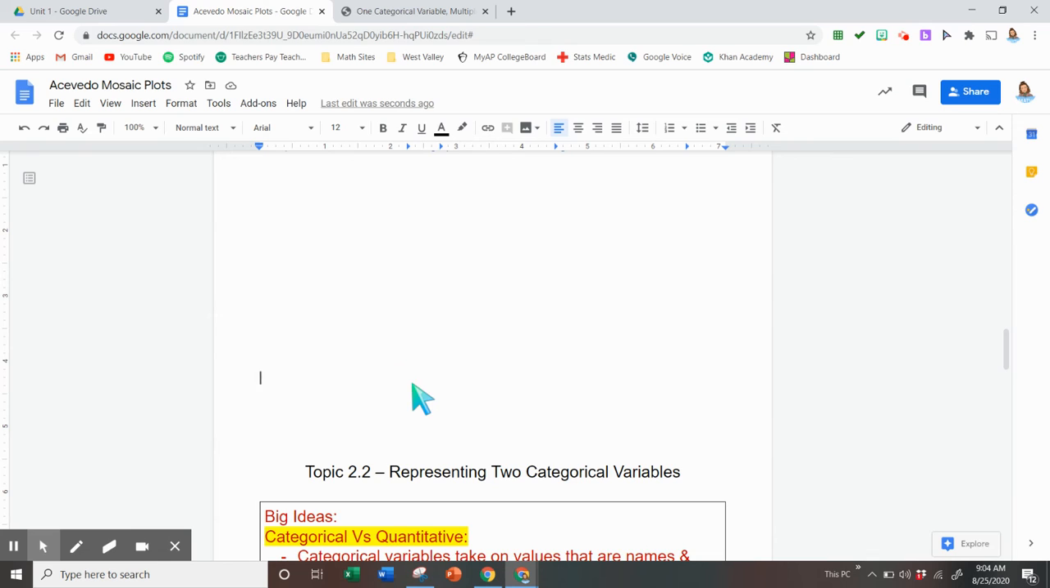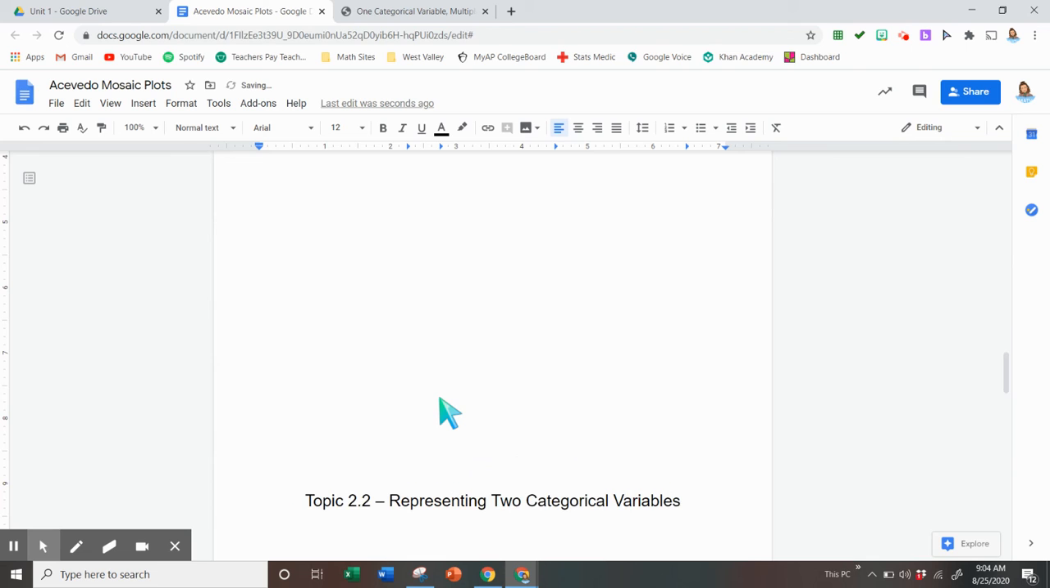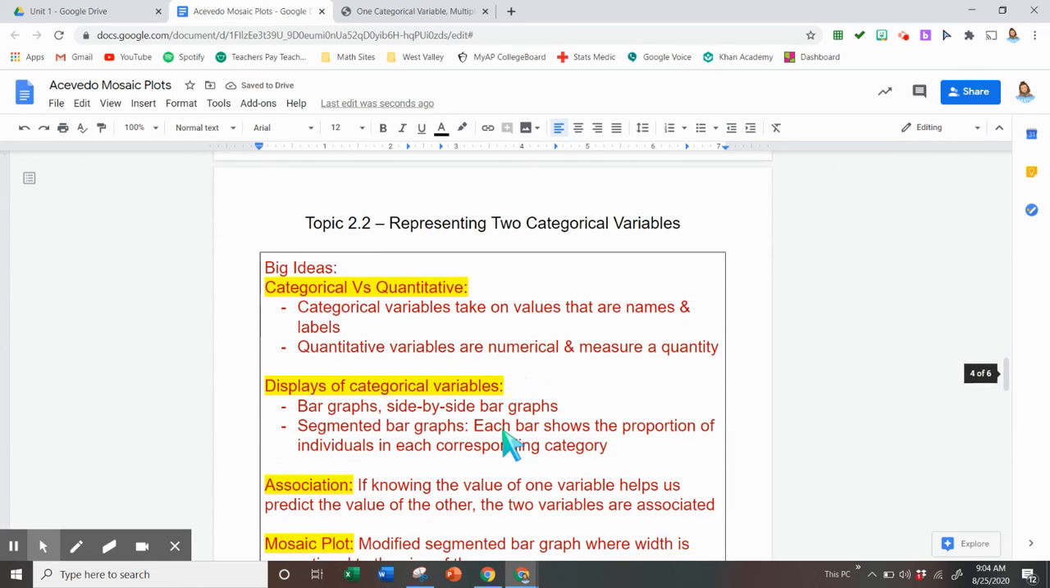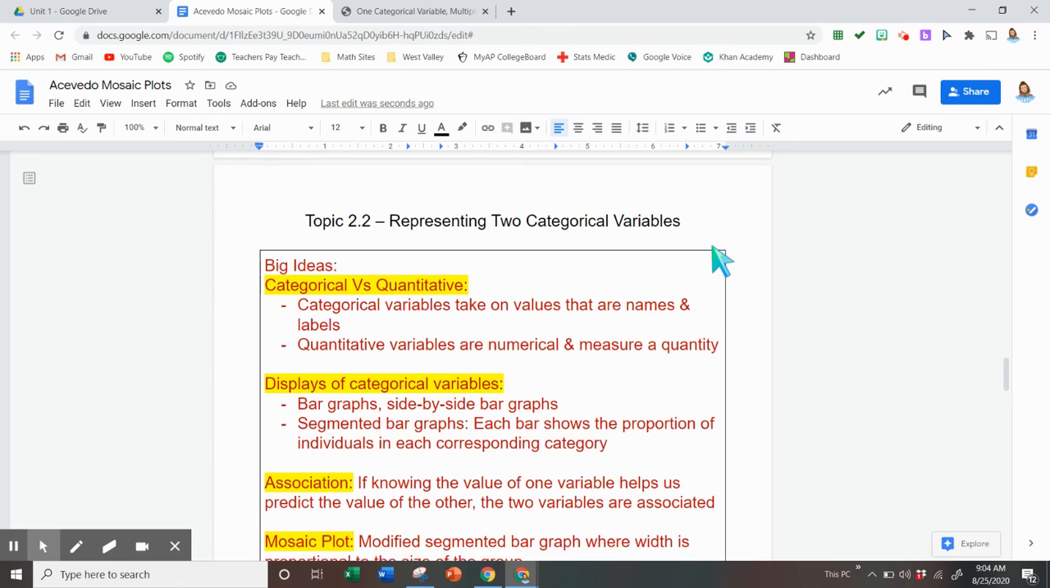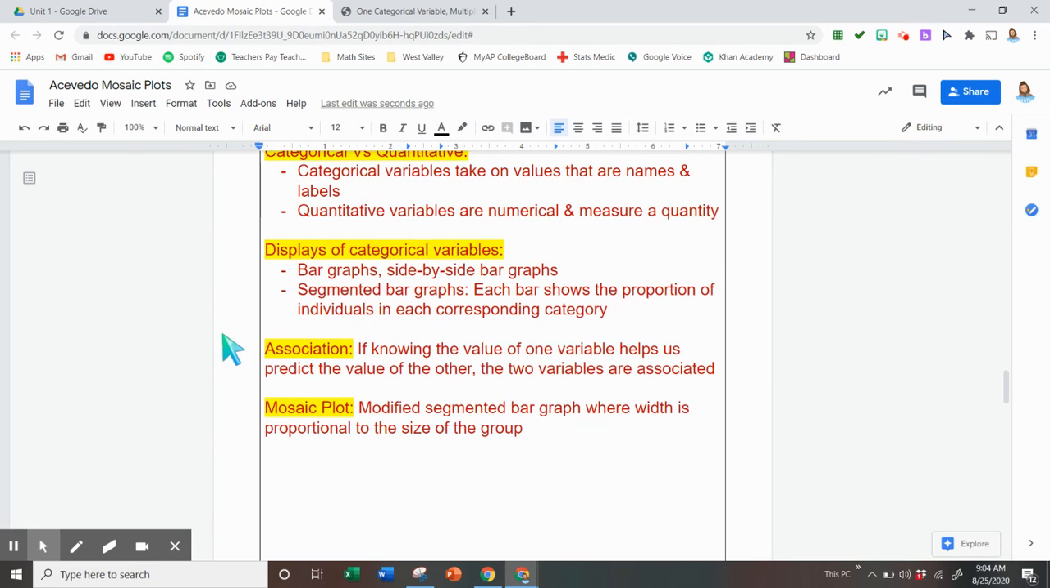So now we're going to go on to the important ideas. Okay. So representing 2 categorical variables, the big ideas here, we've been talking about categorical a lot. The other one is quantitative. So the difference between those is categorical variables take on values that are names and labels, where quantitative variables are numerical and measure a quantity. Displays of categorical variables. So far since Monday, we've talked about bar graphs. We've talked about side-by-side bar graphs, segmented bar graphs.